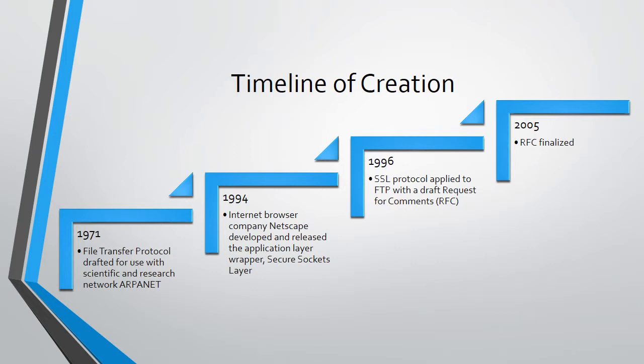In 1994, the internet browser company Netscape developed and released the Application Layer Wrapper, SSL. This enabled applications to communicate in a private and secure fashion, discouraging eavesdropping, tampering, and message forgery. Although it could add security to any protocol that used a reliable connection, it was most commonly used by Netscape with HTTP to form HTTPS. Moving into 1996, the SSL protocol was applied to FTP with a draft request for comments. This RFC was not finalized until 2005, 9 years later.